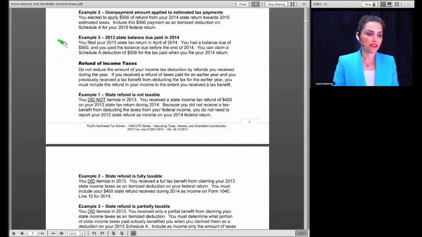So what that's saying is that most of the state refund is not taxable. And in fact, how you determine how much is taxable is to take the lesser of $200 or the $1,000 that was actually received. And in this case, the $200 is the taxable part of that $1,000 refund.